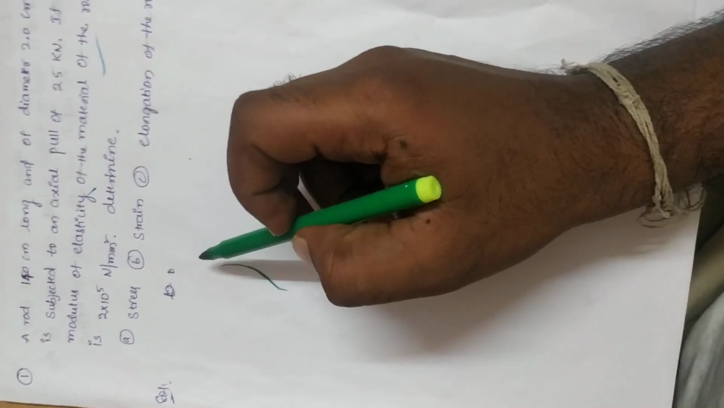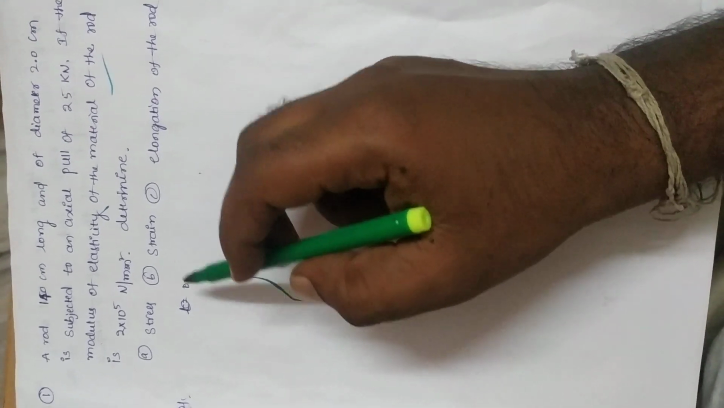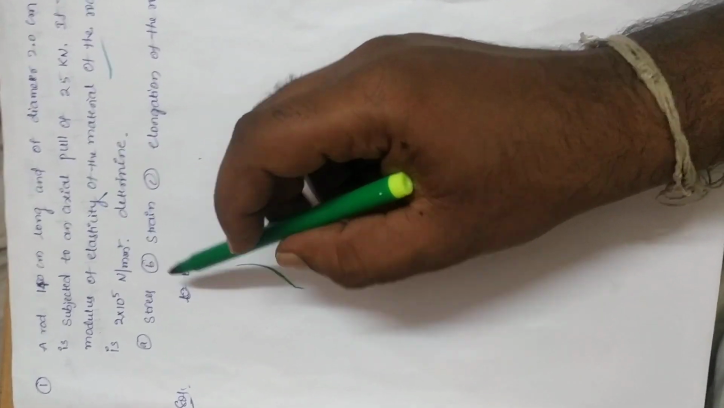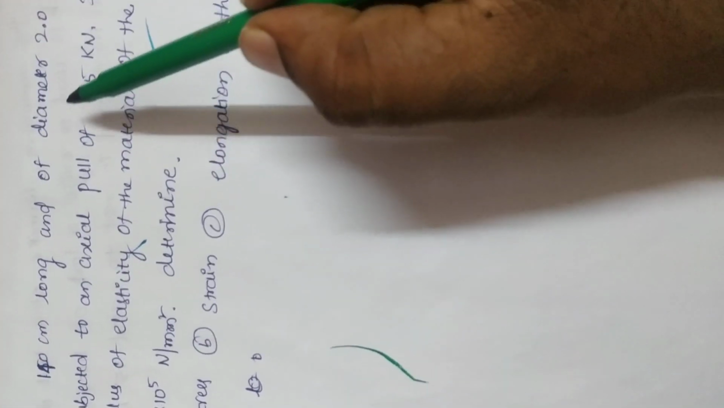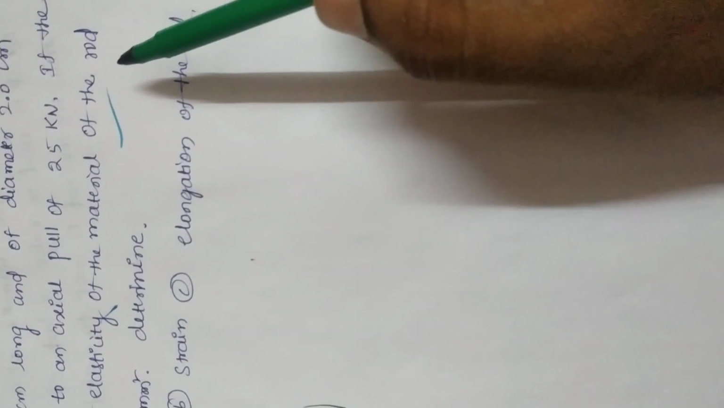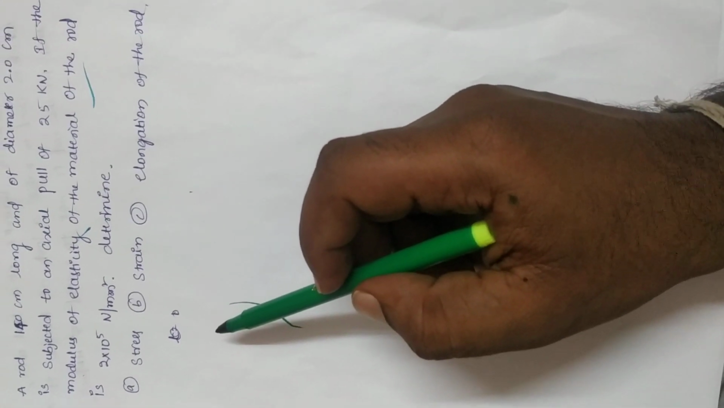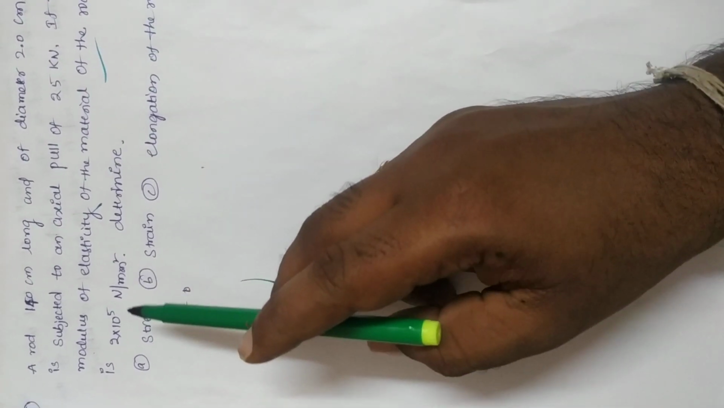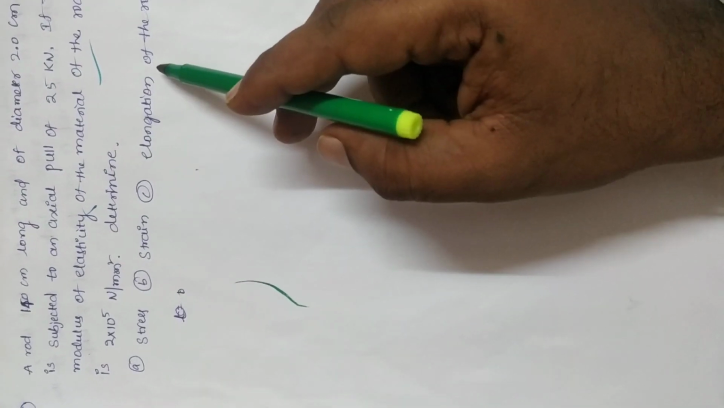Next, I will explain two problems. These two problems are related to the previous topics. So next one is: one rod, 140 centimeters long, of diameter 2 centimeter, is subjected to an axial pull of 25 kilonewton. If the modulus of elasticity of the material of the rod is 2 into 10 power of 5 Newton per mm square, determine stress, then strain and elongation of rod.